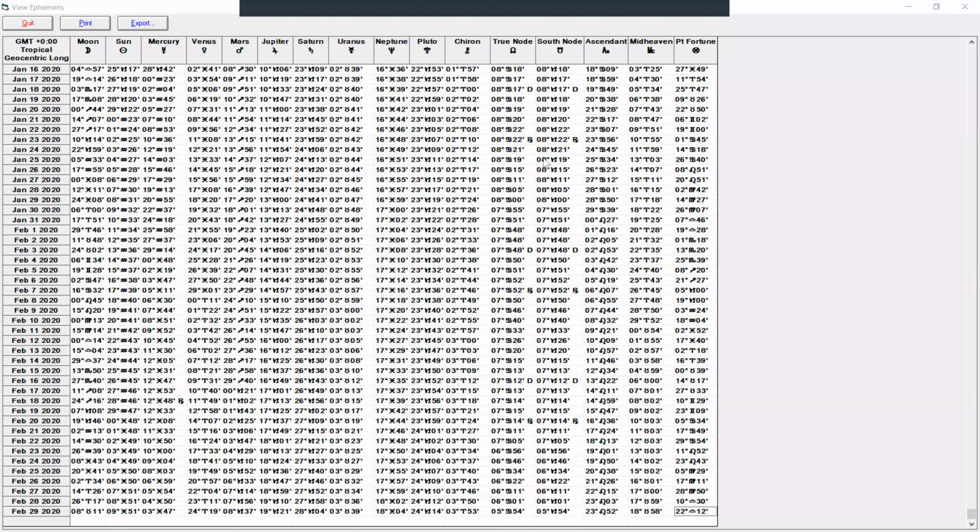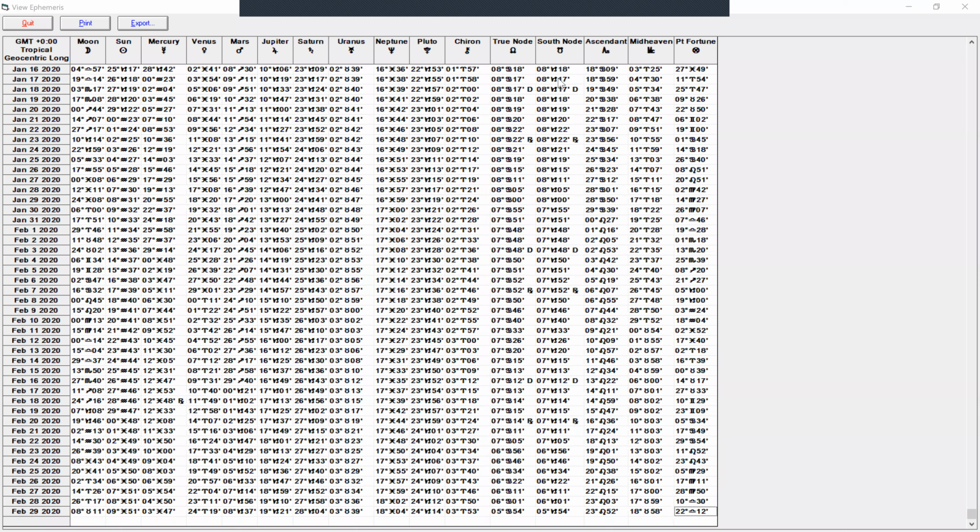And that degree becomes very important. So 8 degrees Cancer Capricorn becomes as important as an eclipse degree. So the solar eclipse was at 4 Capricorn, the lunar eclipse was 20 Cancer, but the degree that the nodes froze at was 8, and that's an important degree. So you can only see that using true nodes.